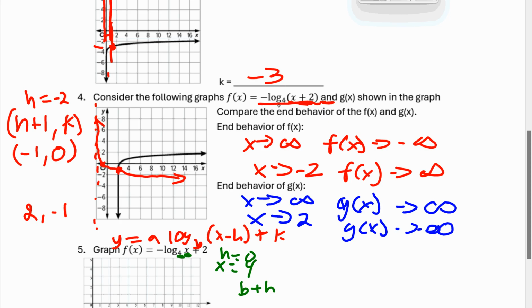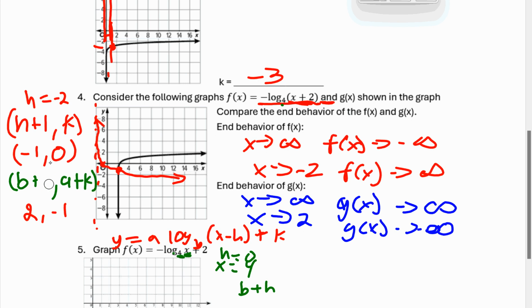Yeah, b plus h. So it's always going to be b plus h, right? So my b would be 4, 4 minus 2 is 2. Yeah, that works. And then my k, and then what I get out, well, if I take the base, log of 4 would be 1. 1 times my a, and then I add my k. So this is just going to be a plus k. So I can always find those 2 points.